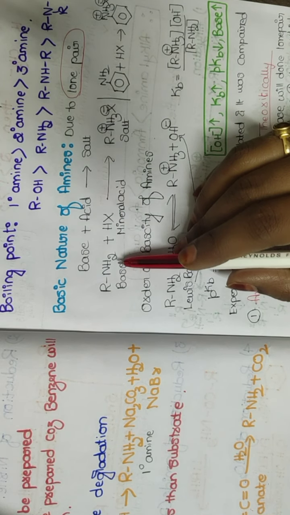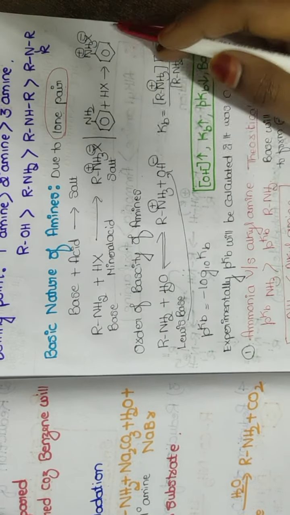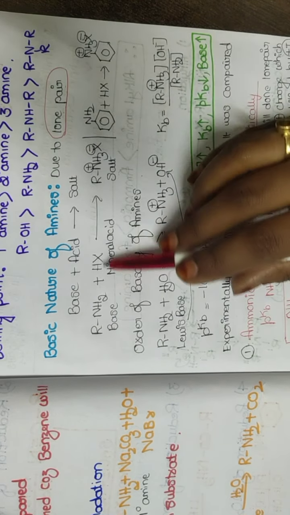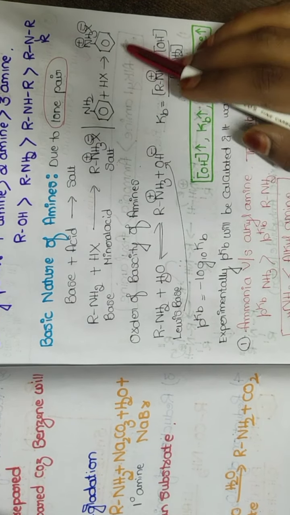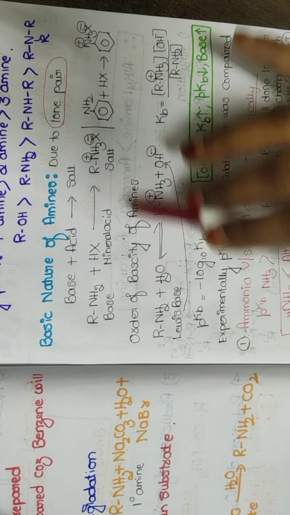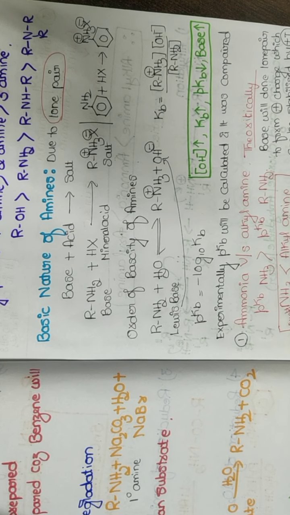So here you can see that the aliphatic amine as well as the aromatic amine, both of them on reacting with a mineral acid, are forming a salt, which proves that the amines behave as a base. So now let us measure it experimentally. How to measure experimentally?